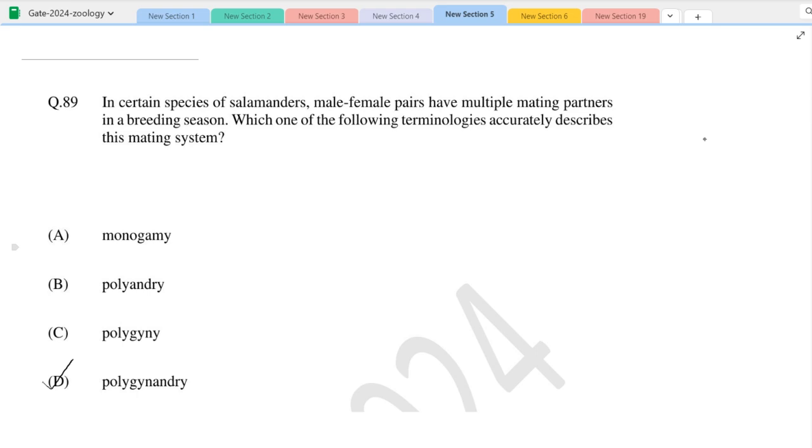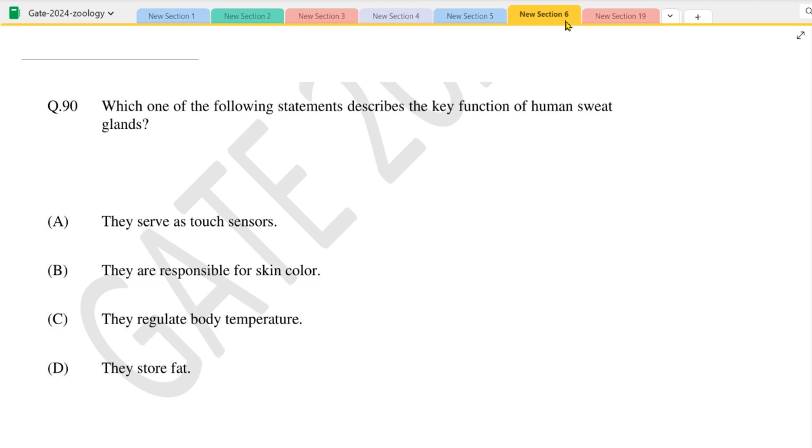So these are certain terms that I would request all my viewers to know, especially before the GATE exam, because these can be learned from the diversity chapters in any zoology textbook. So if you can remember these things, then these easy terminology related questions are pretty easy to solve. Moving on to the next question.